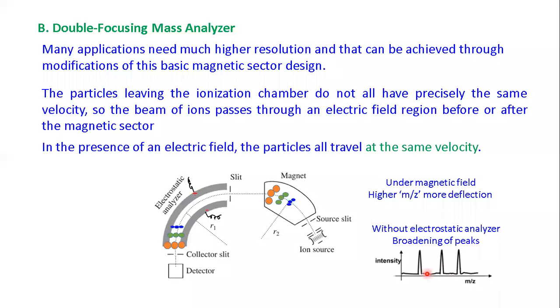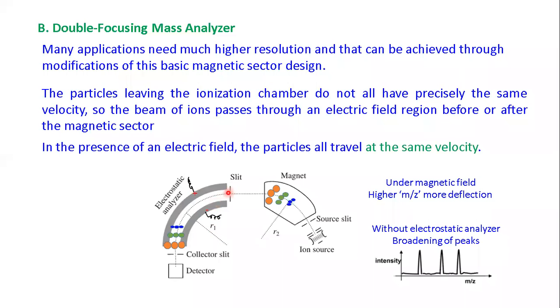So to have a smooth, sharp peak, a secondary modification has been attached. We call it another focusing system, that is the electrostatic analyzer. It means you are applying the electric field here. So if you look here, this is another channel. On one side you are applying the positive potential, on the other side you are applying the negative potential.